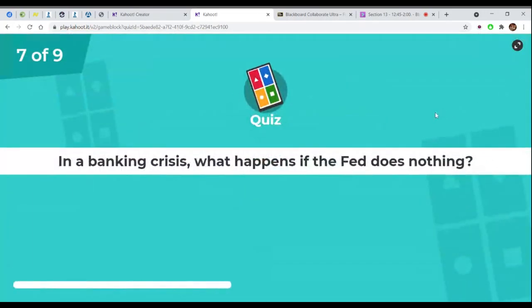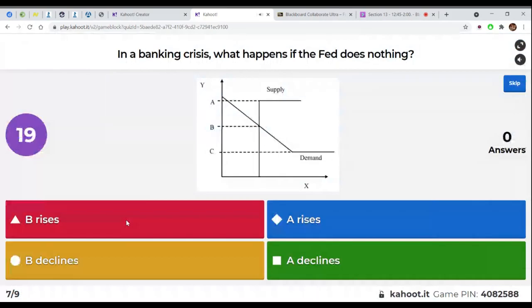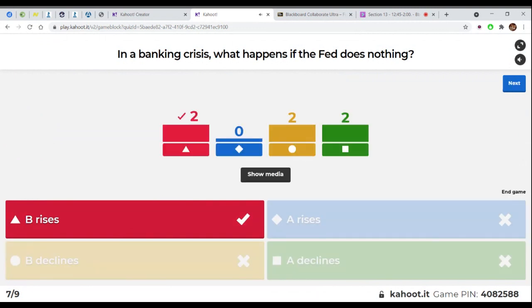7 of 9. Isn't that a Star Trek character? In a banking crisis, what happens if the Fed does nothing? Does B rise? Does B decline? Does A rise, or does A decline? In a banking crisis, banks demand more reserves, which means they raise the equilibrium federal funds rates.